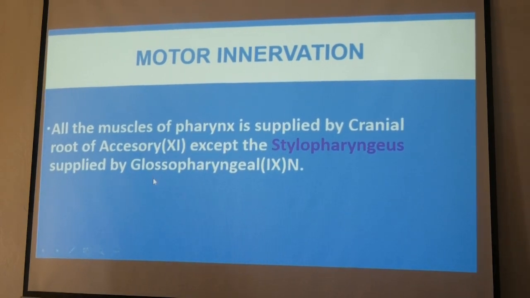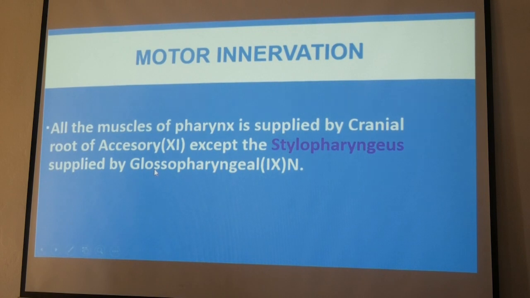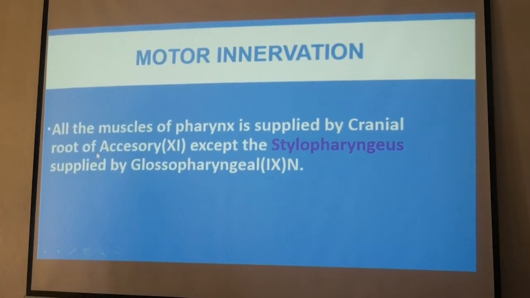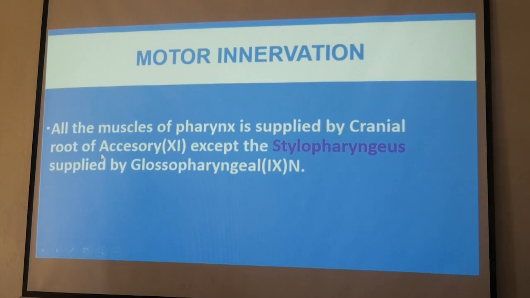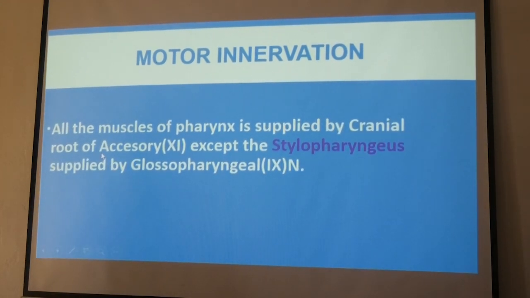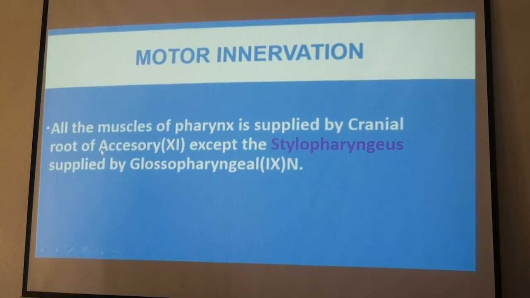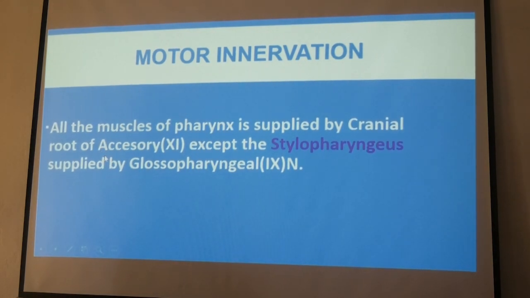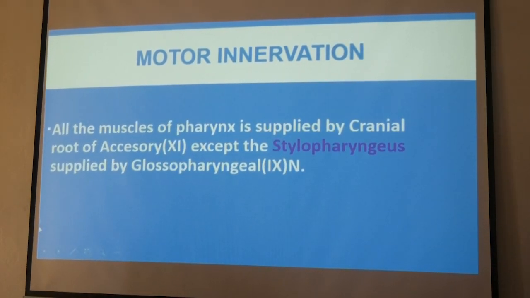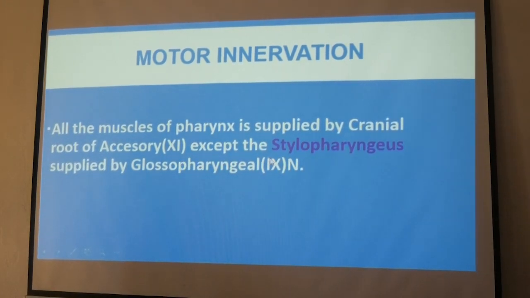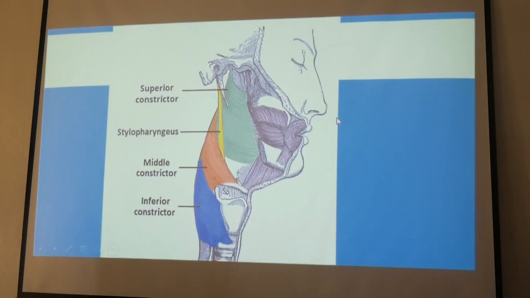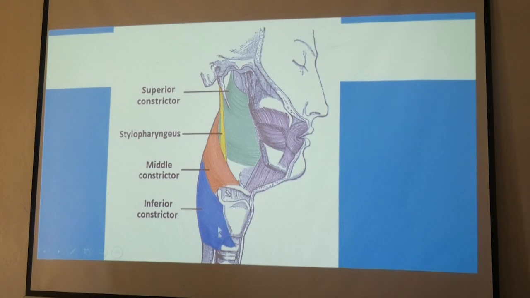Motor innervation is a very important thing, a most common MCQ. All the muscles of the pharynx are supplied by the cranial root of the accessory nerve. The spinal root of the accessory will supply which muscles? The neck muscles we just read: sternocleidomastoid and trapezius. The cranial root supplies the pharynx, except the stylopharyngeus, which is supplied by the glossopharyngeal nerve.